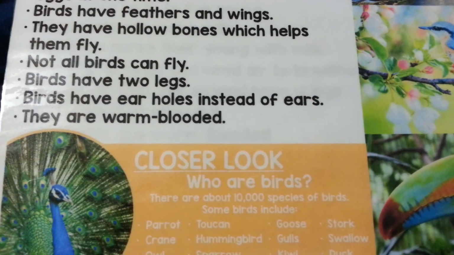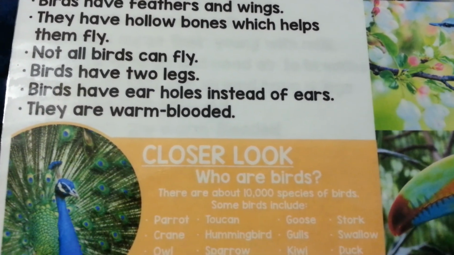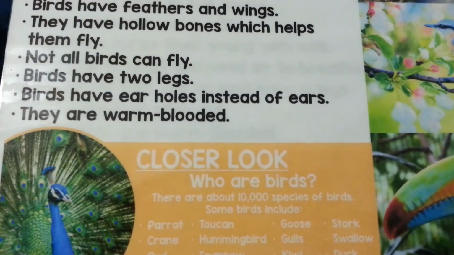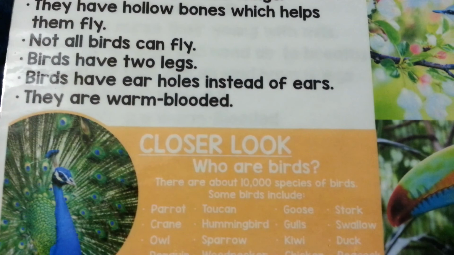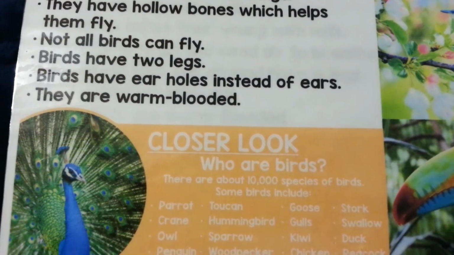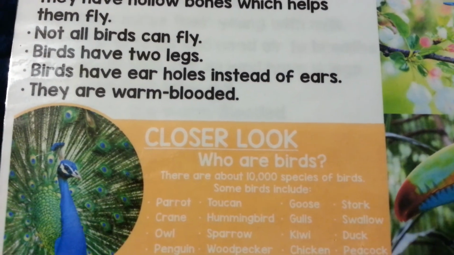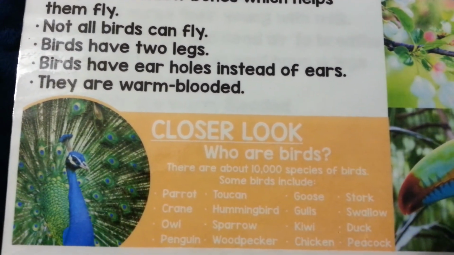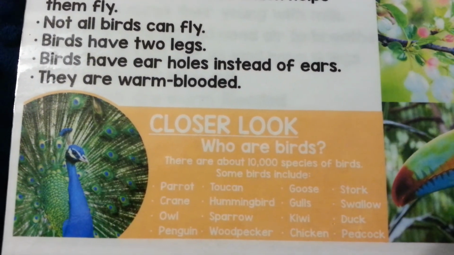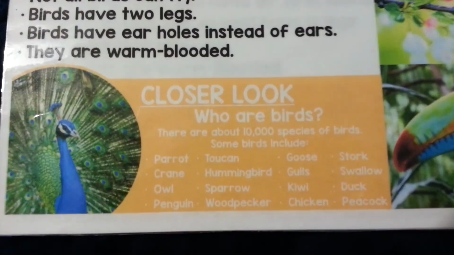They have holes in their heads. They are warm-blooded. Now, the only other type of animal that is warm-blooded is the mammal. Insects, amphibians, reptiles, and fish are all cold-blooded. That means that their body temperature changes depending on what's around them. Warm-blooded animals keep their body temperature despite what the surrounding weather is.